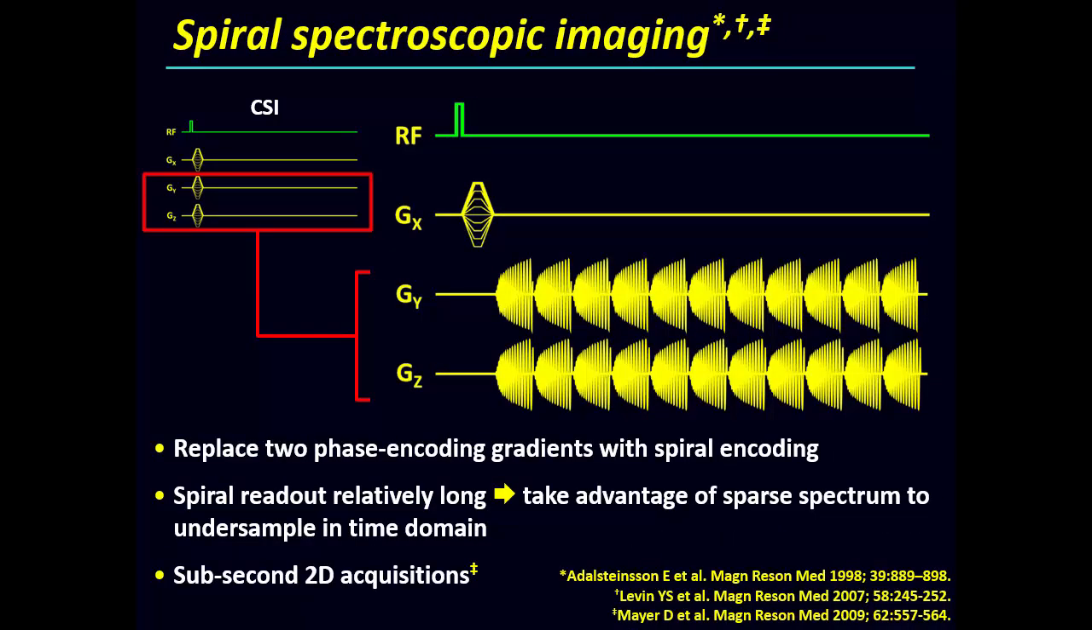Now we can extend this even faster by going to spiral encoding. In this case, we're replacing 2 phase encoding gradients with the spiral encoding along 2 axes.